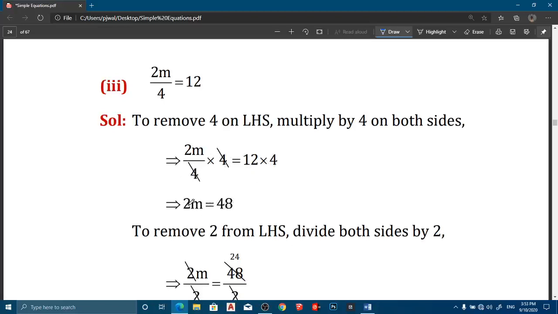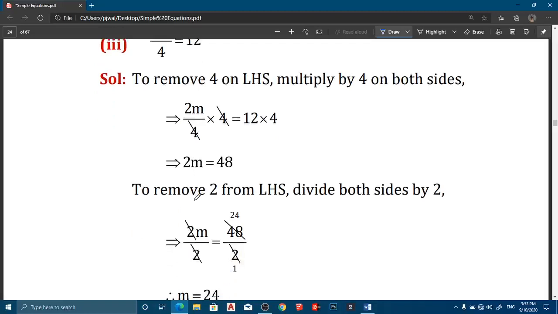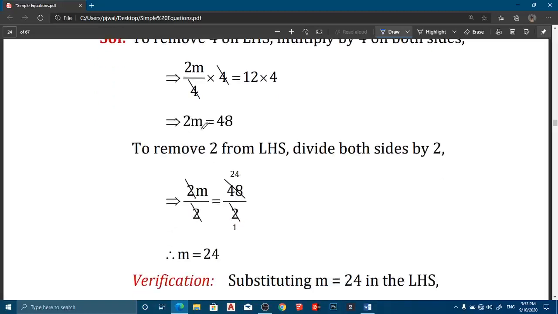Again, you have to remove this multiplication by 2 on the left side because you want only the m value. So to remove this 2, you have to divide on both sides by 2. So the 2s get cancelled. Here 2 twenty-fours are 48. Therefore m is equal to 24. So m is equal to 24 is the answer.